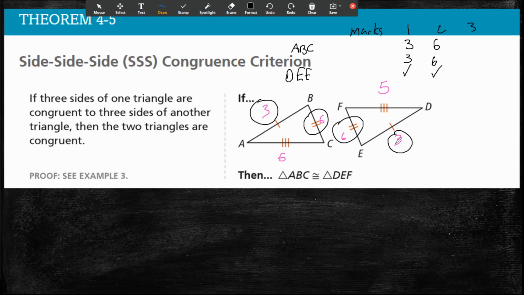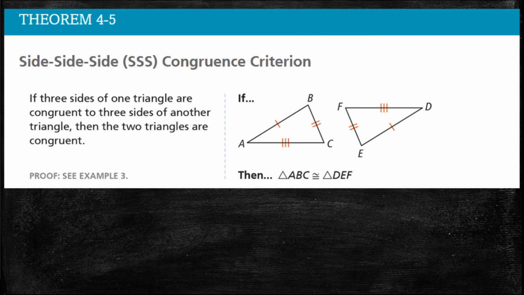Notice here, this 3 was on top, this 3 was on bottom, so I know I have to flip this figure over before I rotate it at a minimum, but I'm going to have to also flip it this way, so I'm going to have 2 reflections to get it to map on. But once I do those 2 reflections, I have 3 tick marks here, 3 tick marks here. They're both on that 5. So again, I've shown by side-side-side congruence, these are definitely the same triangle, just in different orientations, different locations.